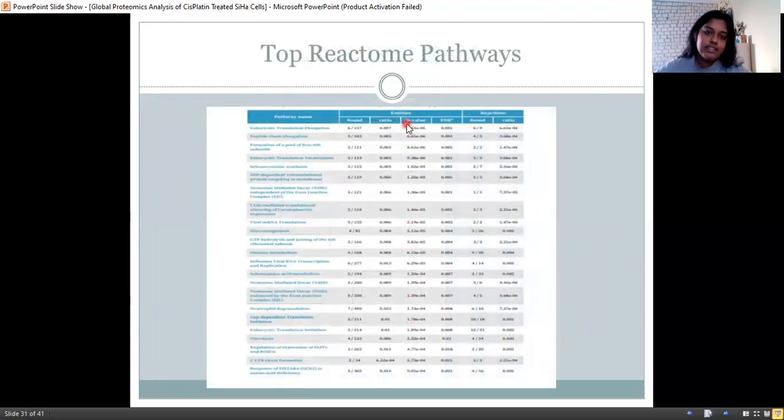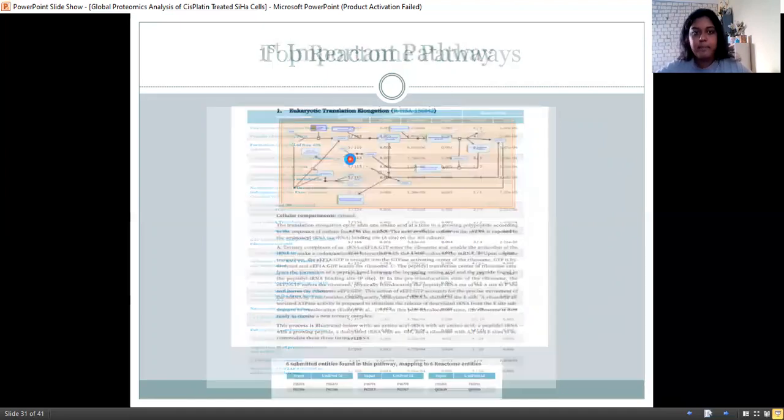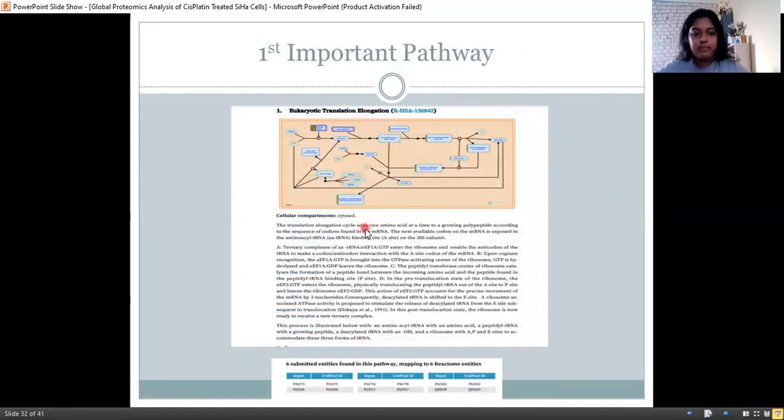Then I uploaded this data that I got from MetaBioAnalyst to Reactome. And these are all the pathways that I got. The first one being eukaryotic translation elongation, the second being peptide chain elongation, and the third being formation of a pool of free 40S subunits. So this is the first important pathway, and I had 6 submitted entities, which map to 6 Reactome entities. Since I input my data in UniProt IDs, it matches the UniProt IDs by itself.